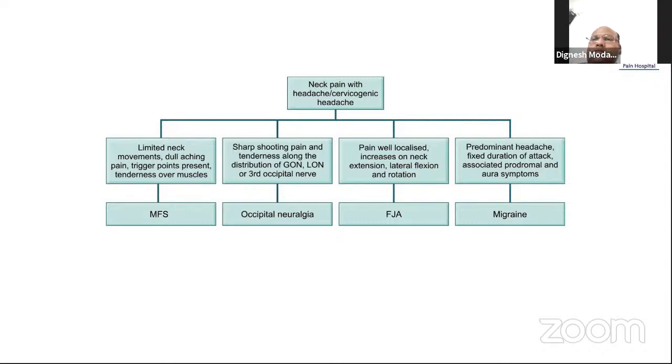Sir, I have a question. In the red flag list, you have mentioned that if a patient with rheumatoid arthritis comes with cervical spine involvement, we have to consider it a red flag. Right. So, are all patients with rheumatoid arthritis considered red flag, or only the cervical involvement?